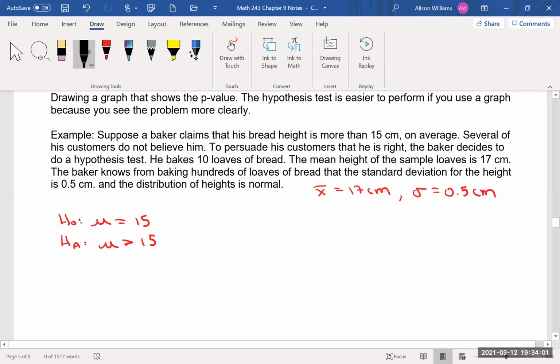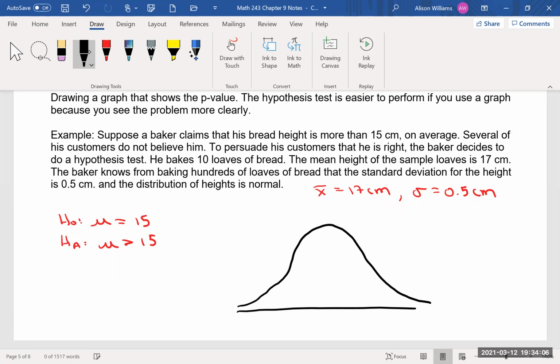So I'm going to draw a little picture here real quick to talk about this. And since he had a sample, by the way, the sample size was 10. Should have written that down. That means we need to have an adjusted standard deviation. We need to adjust our standard deviation based on the sample. So our new standard deviation needs to be 0.5 divided by the square root of 10, and that's going to come out to 0.16. Okay, so the mean right here in the middle is 15, and the standard deviation is 0.16.